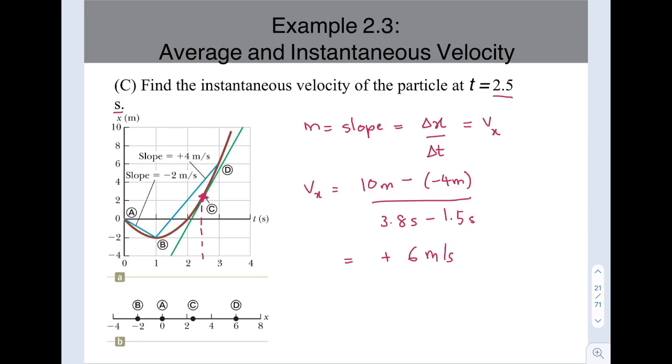Okay, it must be accordingly. So 3.8 for this one, 3.8 here, 1.5. And in terms of delta x, negative 4 is the information of this, and positive 10 is the information of this. So it's taking this point and this point to calculate the slope, because it's tangent to the 2.5 second of time here.